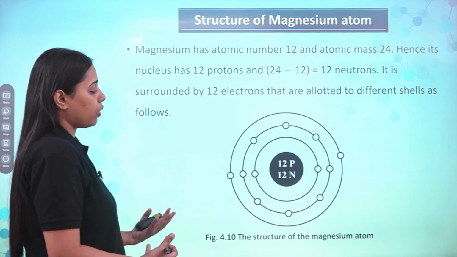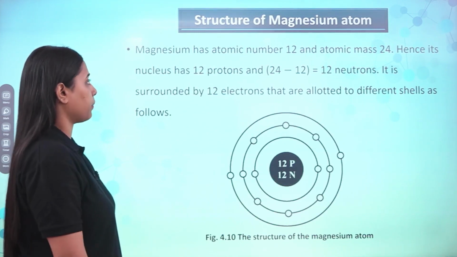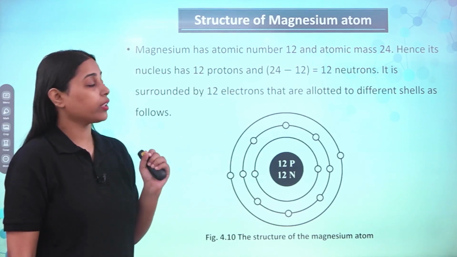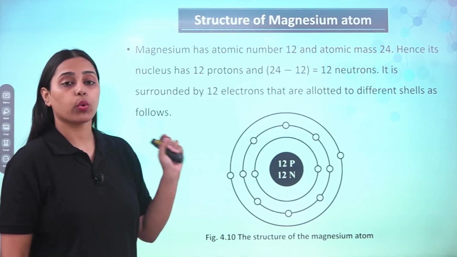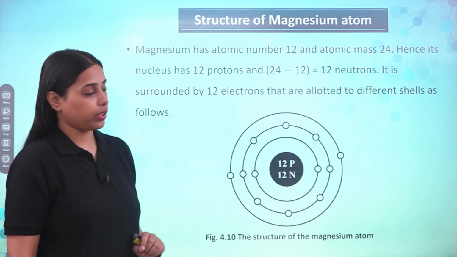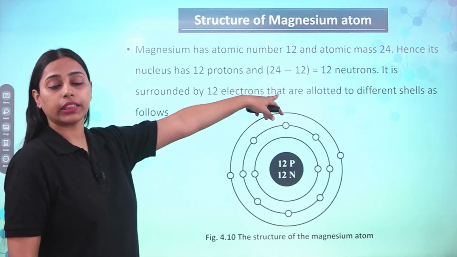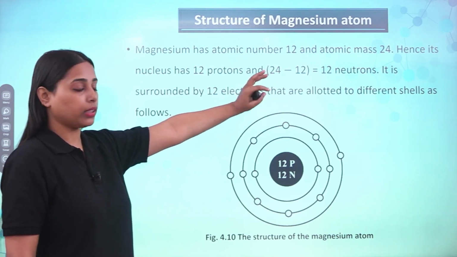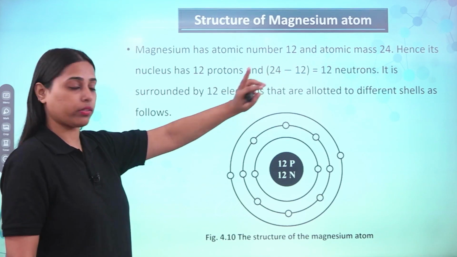For example, now the structure of the magnesium atom. Magnesium has atomic number 12 and its atomic mass is 24. So hence it will have 12 protons and 12 neutrons, right? You can calculate neutrons by subtracting atomic number from atomic mass. So 24 minus 12 will give you 12 neutrons.